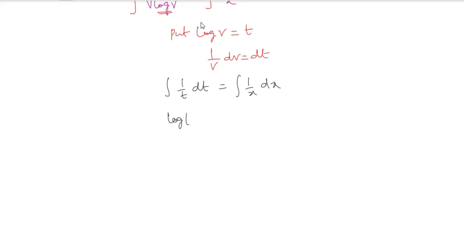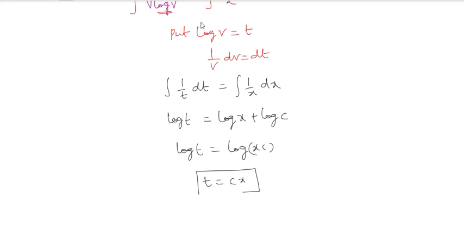So log t, or ln t, is equivalent to log x plus what? Log c will be there. Right? This, log t, is equivalent to log xc, you can represent it as. Then both sides log will cancel. t is equivalent to what? Cx you will have it as.